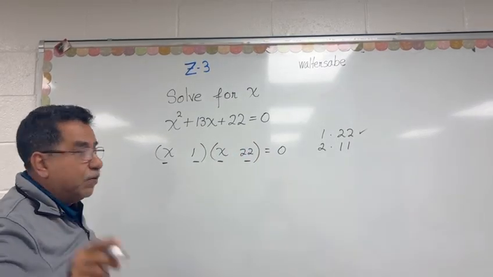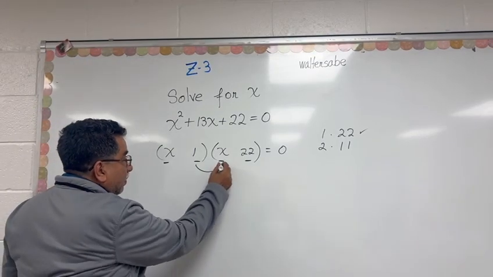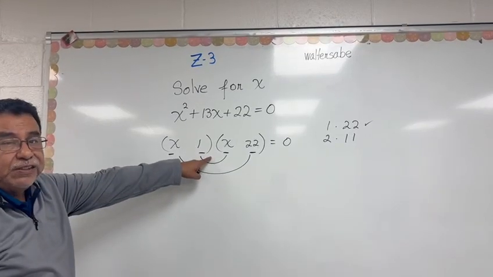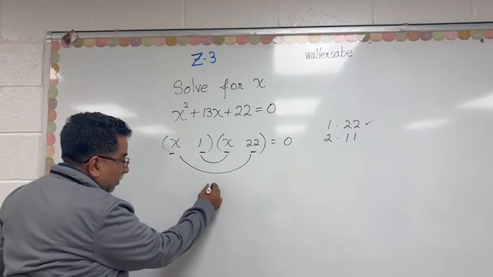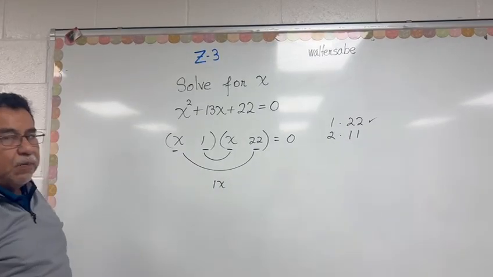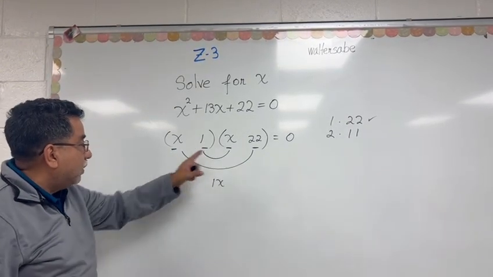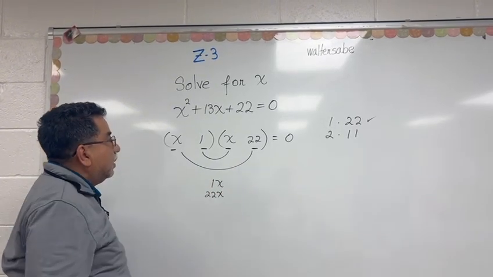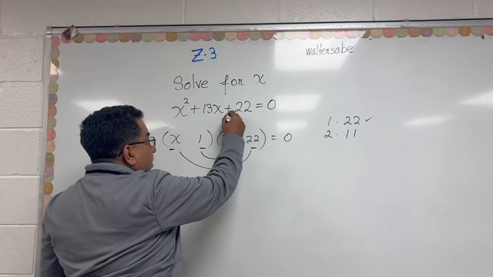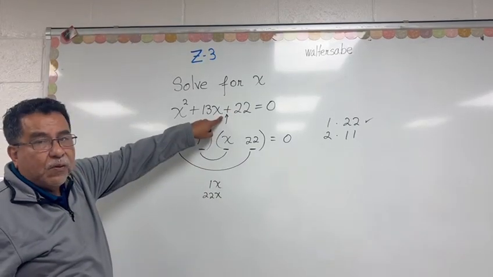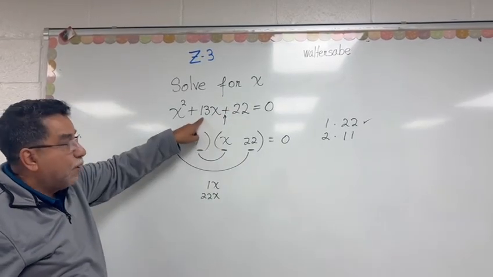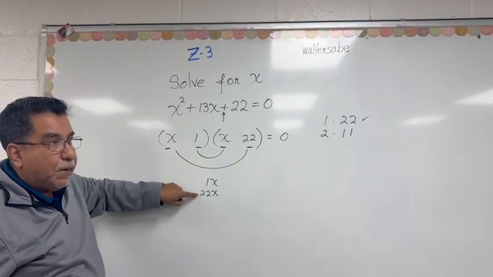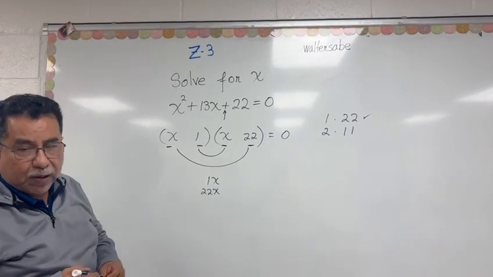Remember, in class, we do the happy face. The multiplication on the inside is 1 times x is 1x. The multiplication of the outside will be 1 times 22. That will give you 22x. This sign over here is telling me that I need to add the multiplication to get the middle number. But if I add 1 plus 22 will give me 23. So that means this is not the correct choice.